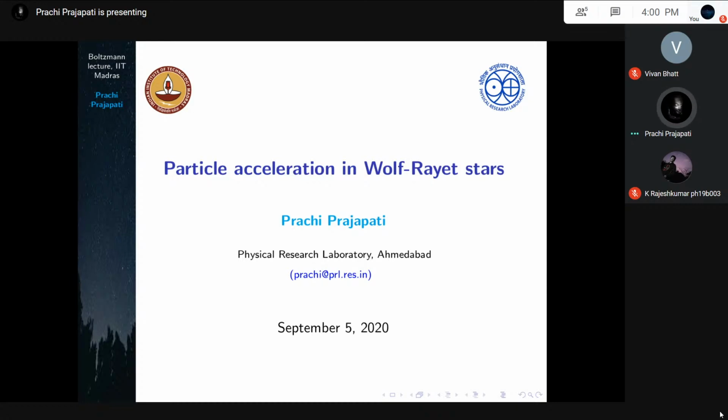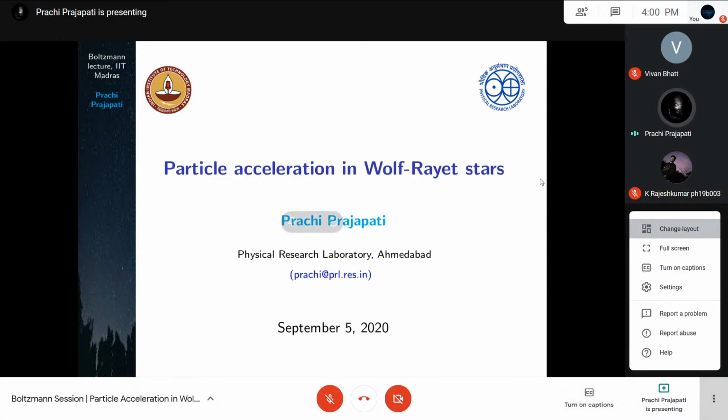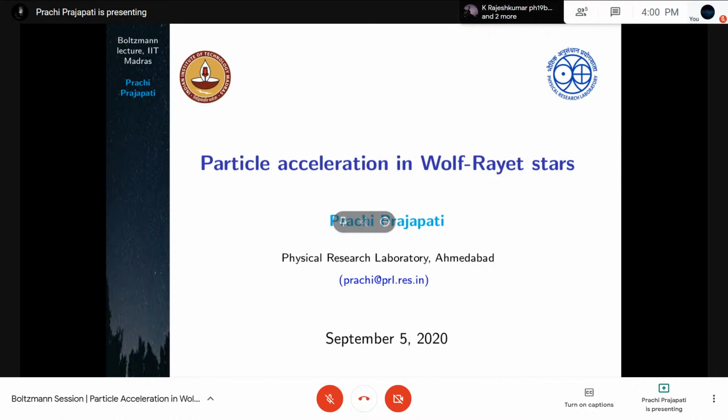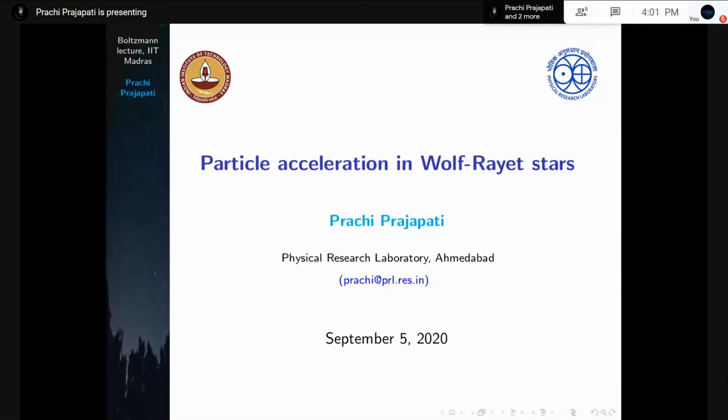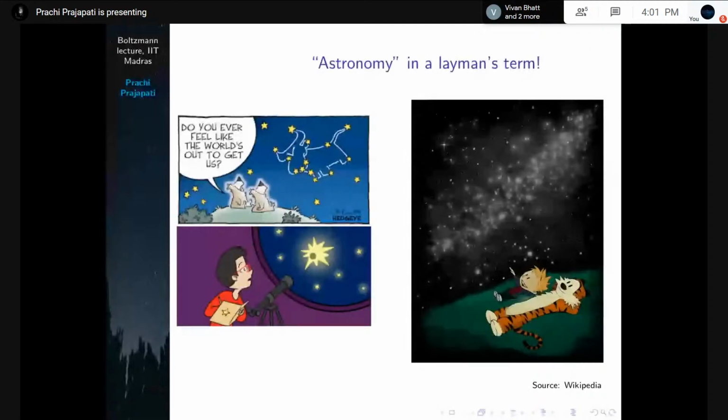I will start first with explaining what Wolf-Rayet stars are, and then we can go to particle acceleration and how Wolf-Rayet stars contribute to this. As we all know, our ancestors unofficially started astronomy by looking at the stars in the night sky, finding crazy shapes, which we today know as constellations, and then eventually the observations began with small telescopes, where people started studying stars in detail.